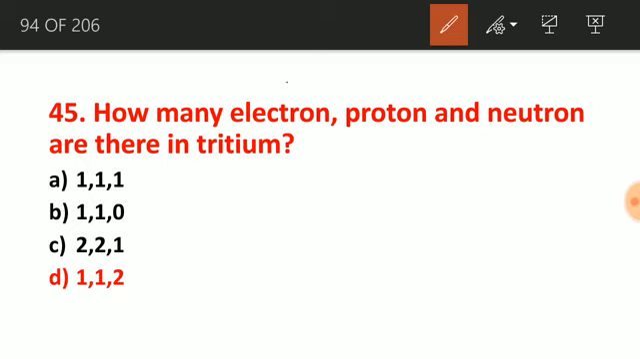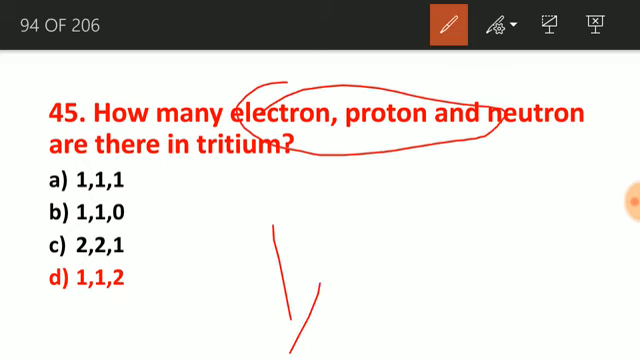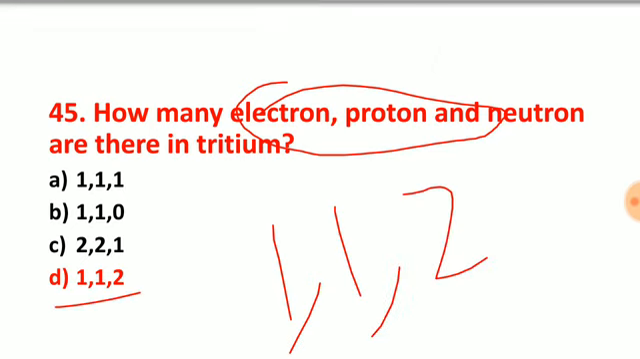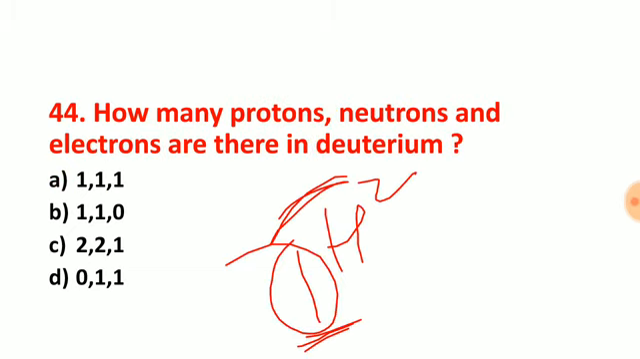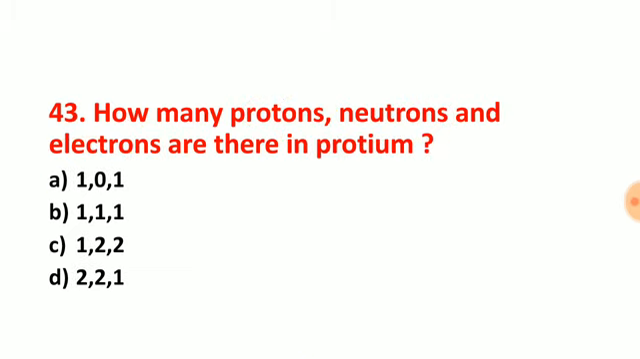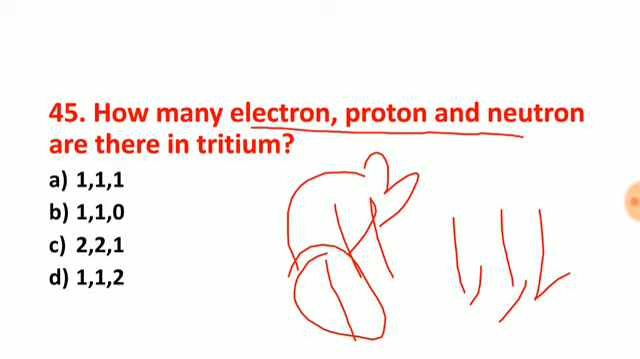You need to take care of this pattern as well. In this pattern it is saying that we need to write electron first, 1, proton 1 and neutron 2. So option choice D is the correct answer. In question number 44 the pattern was different. In 43 the pattern was proton, neutron and electron, but in this question we need to find our option choice according to the pattern of electron, proton and neutron.